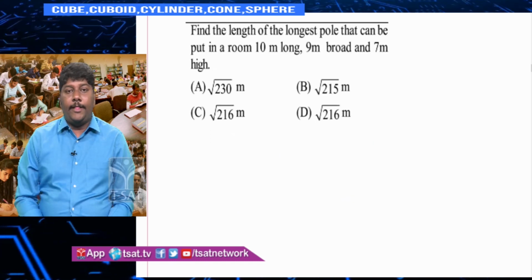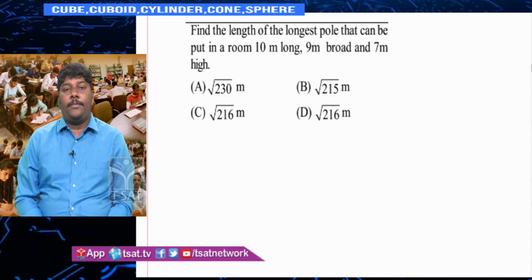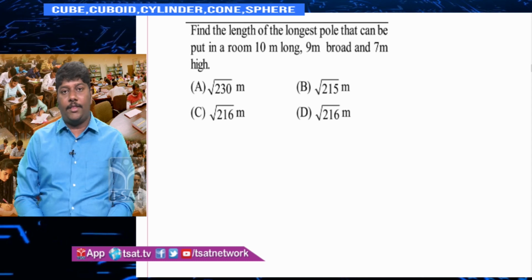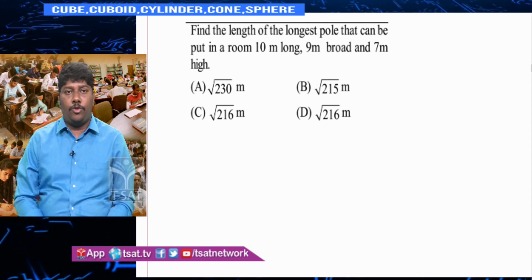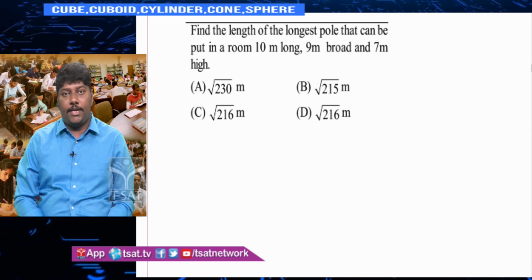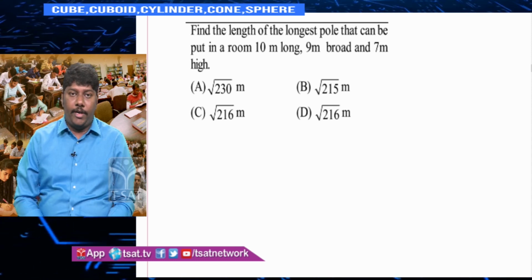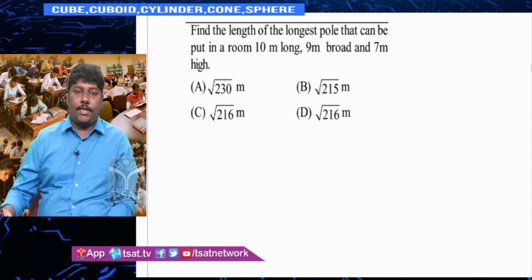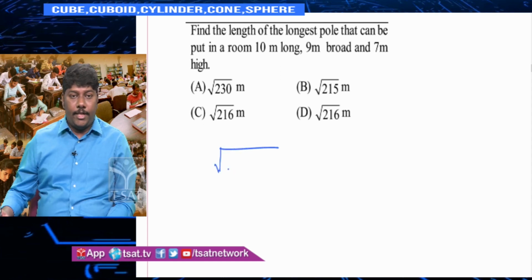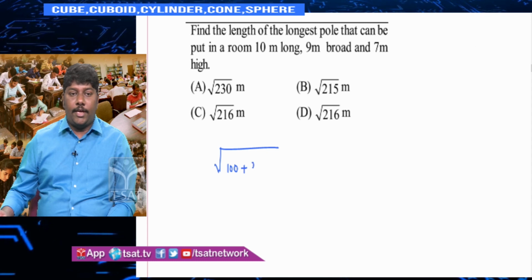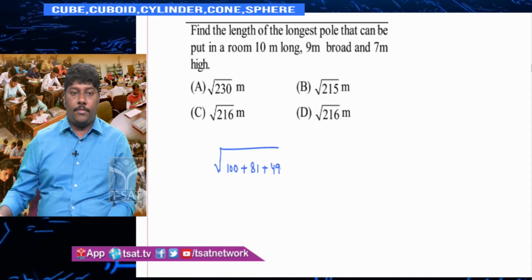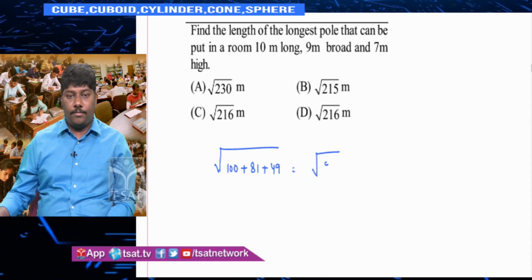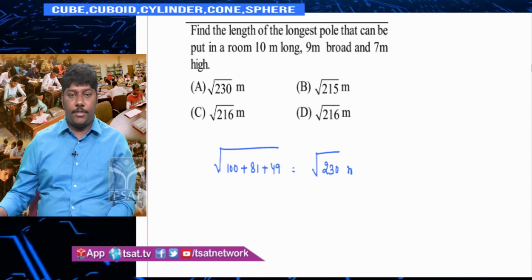See here, find the length of the longest pole that can be put in a room 10 meters long, 9 meters broad and 7 meters high. Here they are giving you the length, breadth and height of the cuboid. Instead of saying cuboid, he said room, and the longest length is nothing but the diagonal of the cuboid. We all know that the diagonal of the cuboid is under root of L square plus B square plus H square. All you have to do is take under root of 10 square, that is 100, 9 square is 81, plus 49. 81 plus 49 is 130, plus 100 is 230. So it is root of 230 meters.